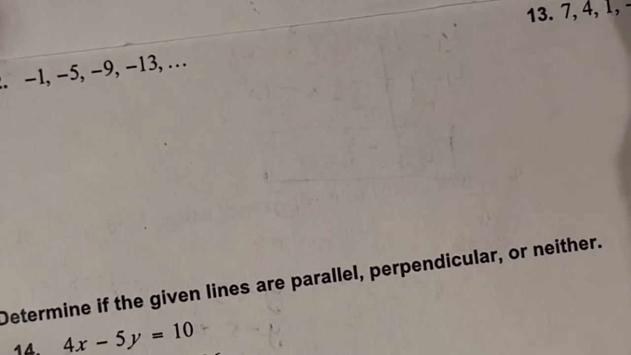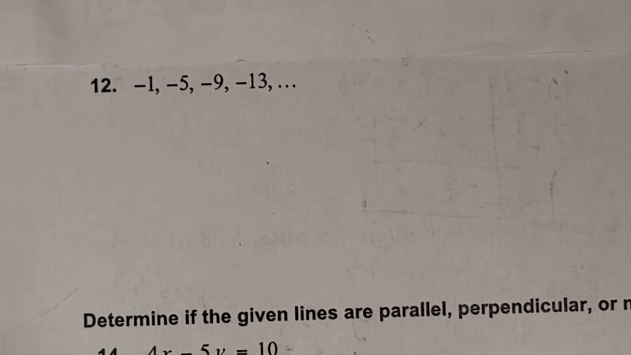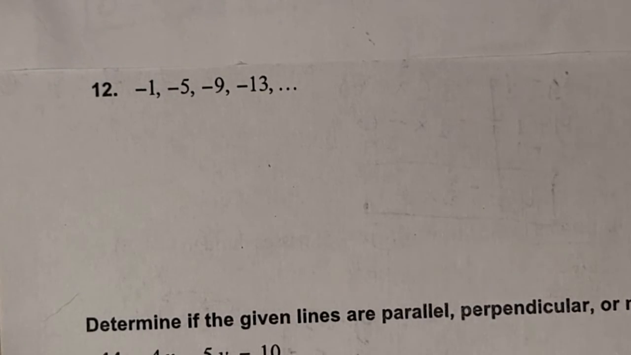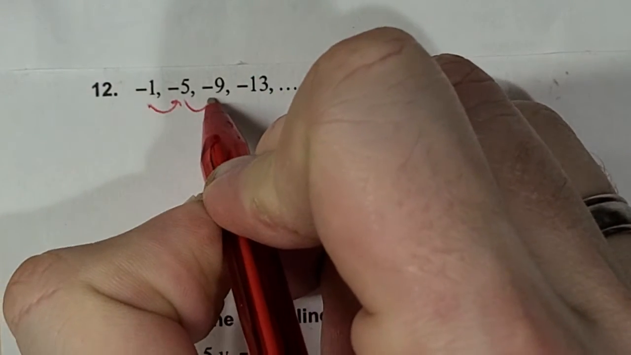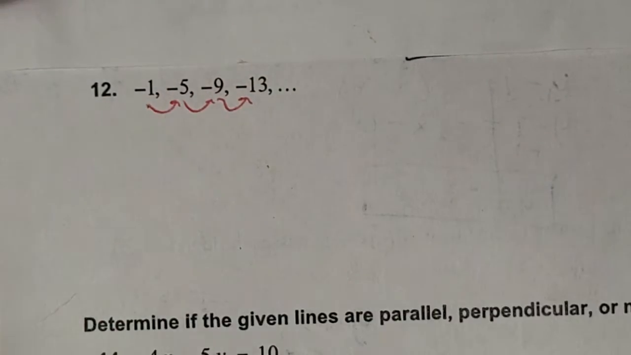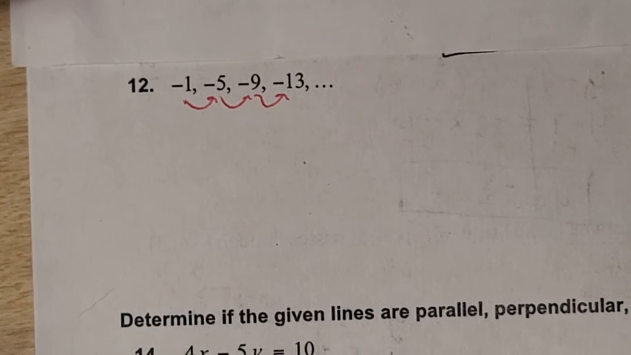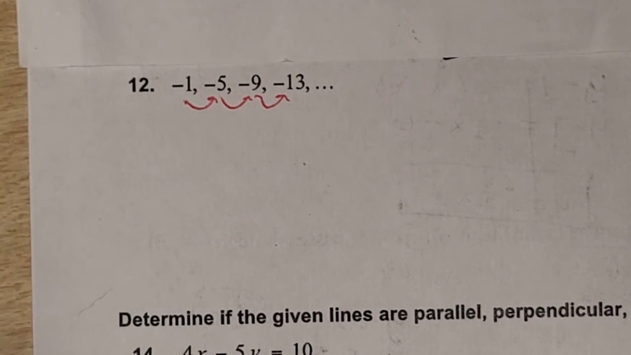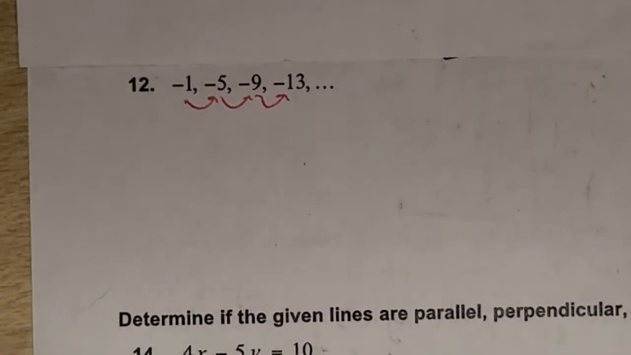All right, let's come down to 12. Now, remember, if it's not an arithmetic sequence, you can stop right there and be done. So let's check 12. I'm going to check these three gaps. -1 and -5. Some of you might look at that and be like, shoot, what's the distance there? Is it positive? Is it negative? Am I going up? Am I going down?